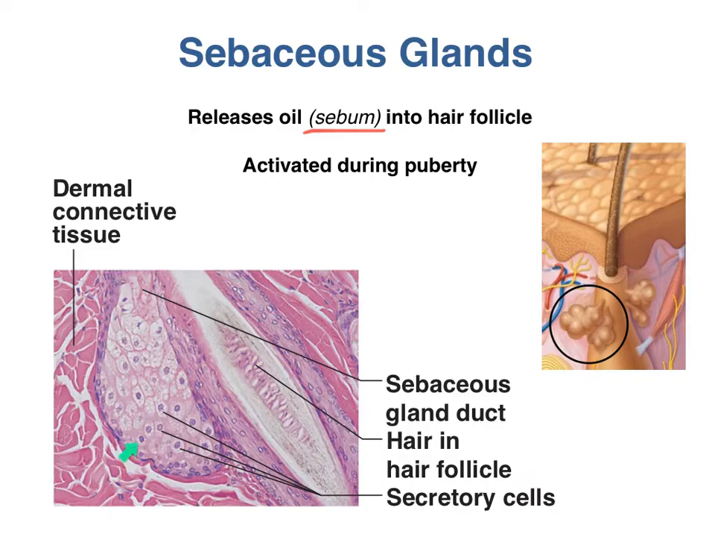Here you're looking at a micrograph of a sebaceous gland and a hair follicle. So here's the hair itself and its follicle. Here's the surrounding dense irregular connective tissue of the dermis. And here are the secretory cells of the sebaceous gland. See how they have a kind of frothy appearance? It's because they're packed full of vesicles full of sebum. And sebaceous glands are holocrine glands, which means that the secretory cells just basically fill with sebum until they actually rupture, releasing the sebum into the duct, which takes it into the hair follicle.